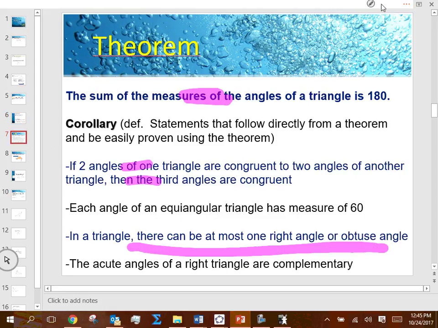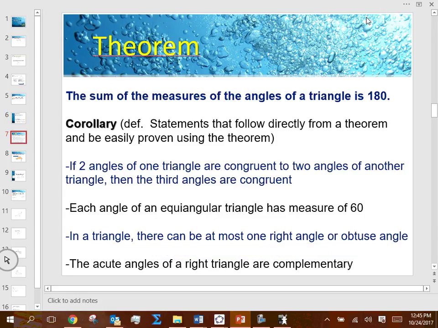These statements are called corollaries. And you don't really need to know what statements are corollaries and what ones are theorems and that kind of stuff. But basically, a corollary is simply a statement that follows directly from a theorem and can be easily proven using that theorem. Okay? And the theorem that we're going to use is this one here: the sum of the measures of the angles of a triangle is 180. Something we've proven, something we know.